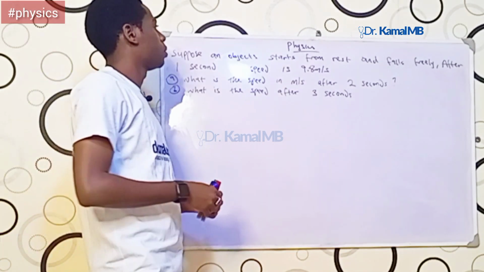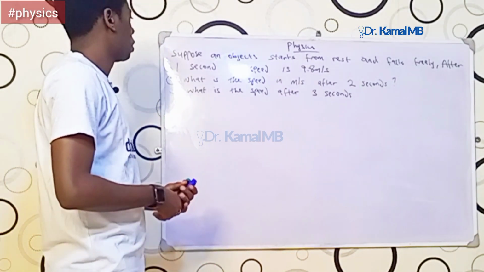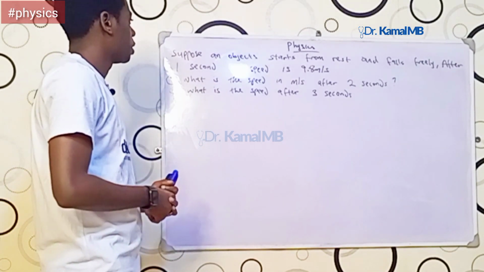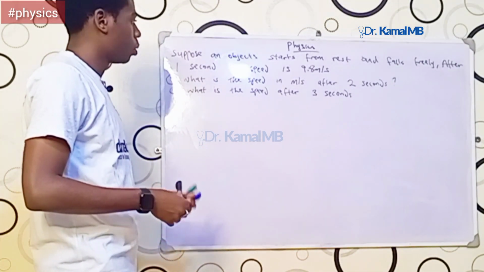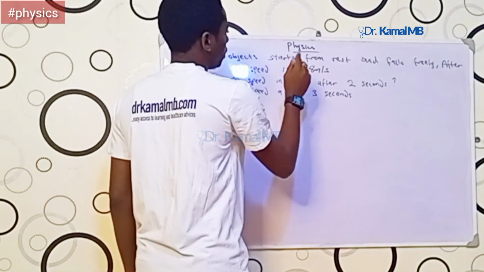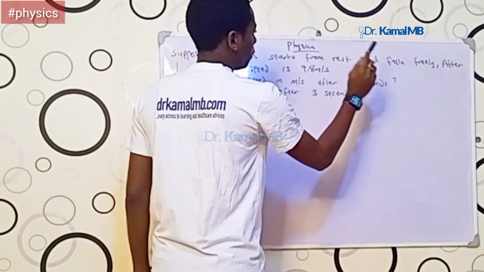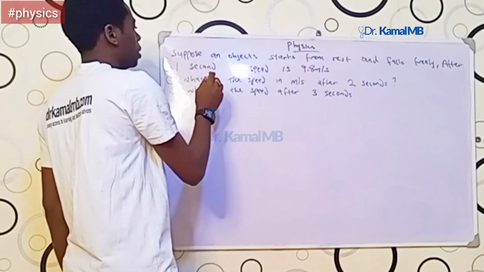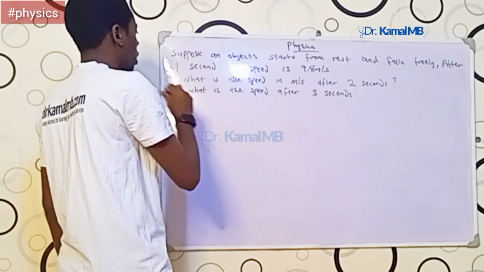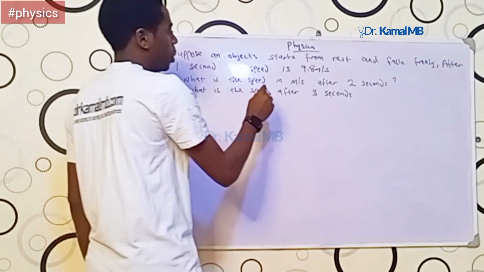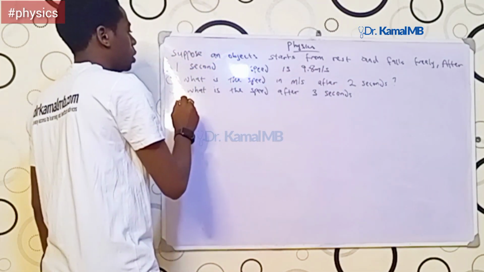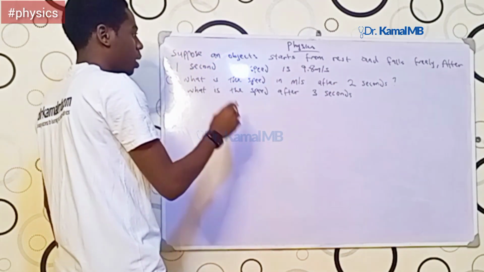Today we have a question to solve related to acceleration due to gravity. The question says, suppose an object starts from rest and falls freely. After 1 second, its speed is 9.8 meters per second. A. What is the speed in meters per second after 2 seconds? B. What is the speed after 3 seconds?